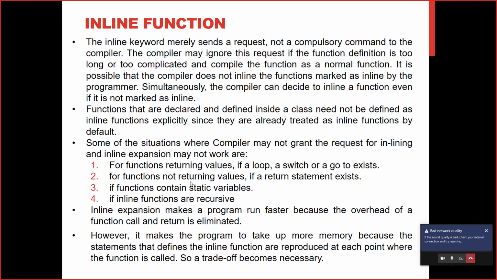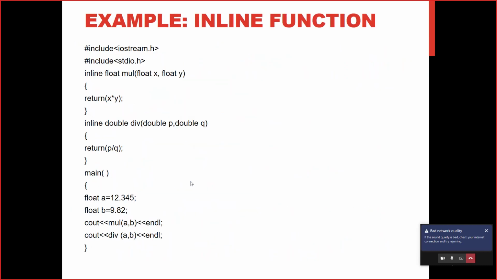Okay, so the inline function makes the program run faster because the overhead of a function call and return is eliminated. You no need to call the function, no need to push all these things in the stack. Just where you are calling the function, in that place the definition gets replaced by the compiler. But it takes up more memory, because every time you call it, the statements defined in the inline function are reproduced at every point. So there is a trade-off between memory and speed, a balance is necessary, and that is decided by the compiler, whether to make it inline or not.